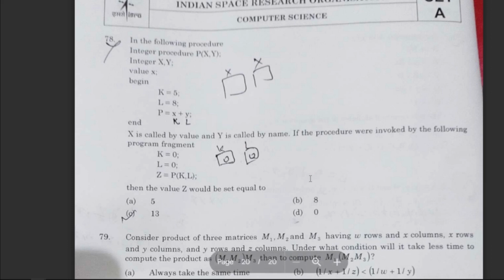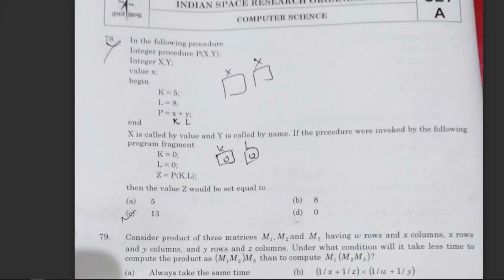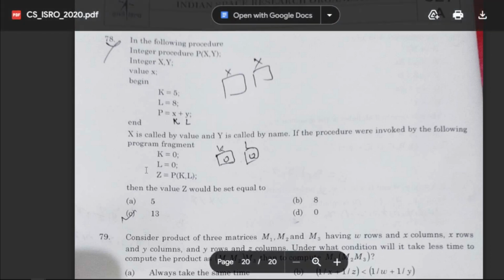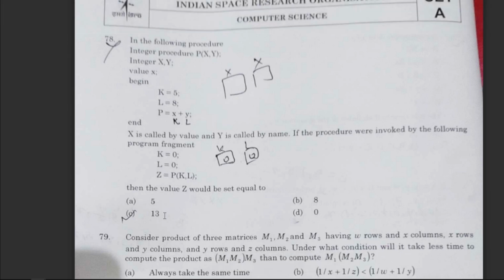78 is: in the following procedure, integer procedure p of x, y, integer x, y, value x begin. So this is the expression. Now x is called by value and y is called by name. If the procedure were invoked by the following program, k equals 0, l equals 0, z equals p of k, l, then the value of z would be set equal to what? So for 78 our answer will be B, that is 8. If you frame the question, you will get the answer as 8.